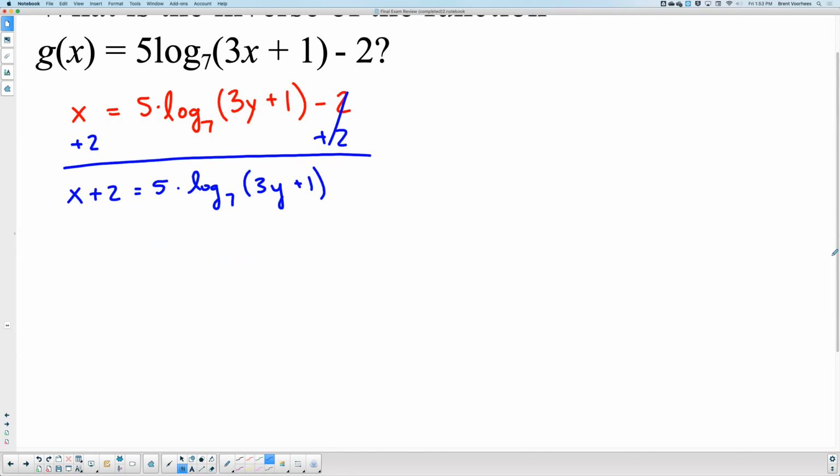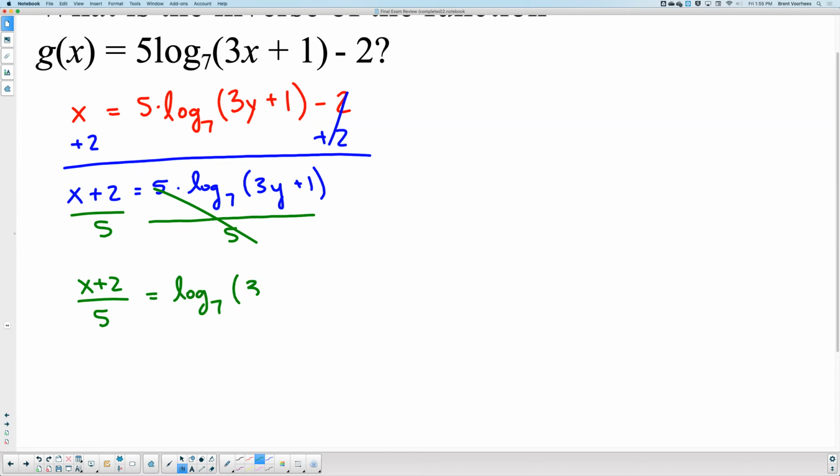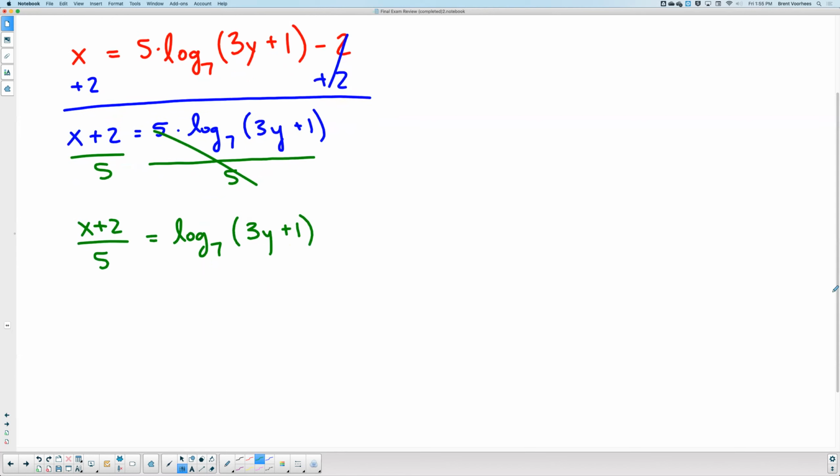Suri, what would you do from here? She says divide. Y'all agree or disagree? Not so confident. I am. You divide. Divide by 5. Let's divide by 5. Good work, Suri. So now we have (x plus 2) divided by 5 equals log base 7 of (3y plus 1). Sion, what would you do here?